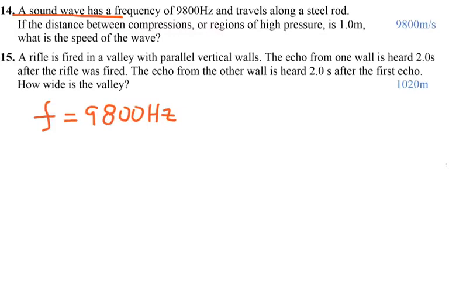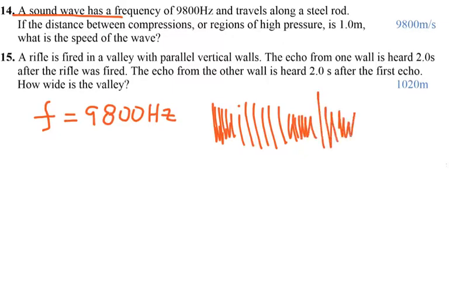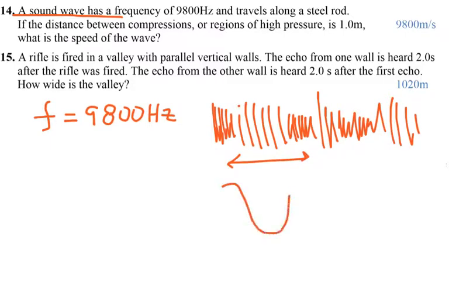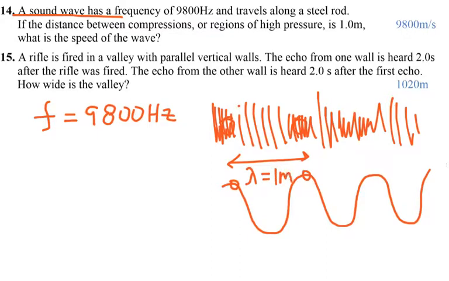If the distance between the compressions of a region of high pressure is 1 meter, so you have higher compression, rarefaction, higher compression, rarefaction, and again higher compression, rarefaction. So the distance between this and this is the same as having the wave like this. When you have denser, that's a high peak. So this would be the crest and the crest. This is your crest, this is your crest. So the distance between them is 1 meter. So lambda is 1 meter.